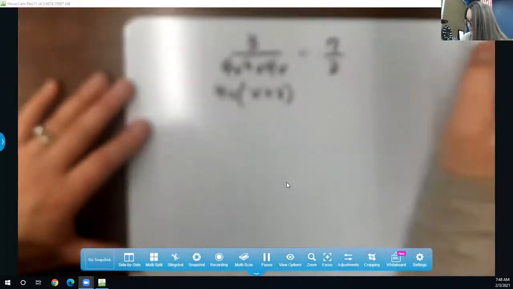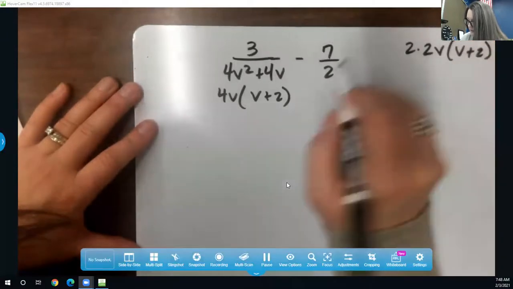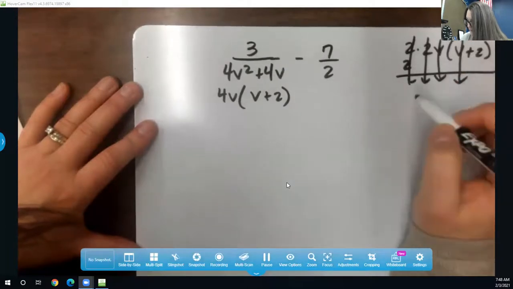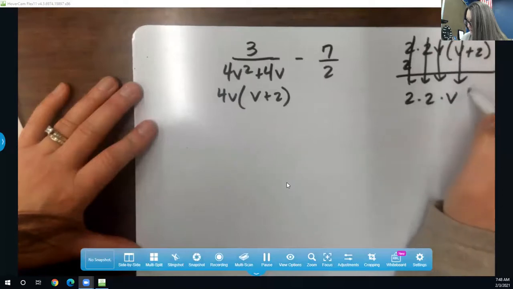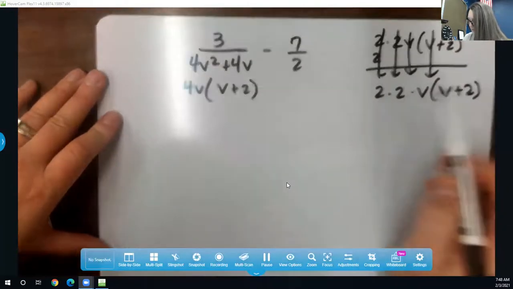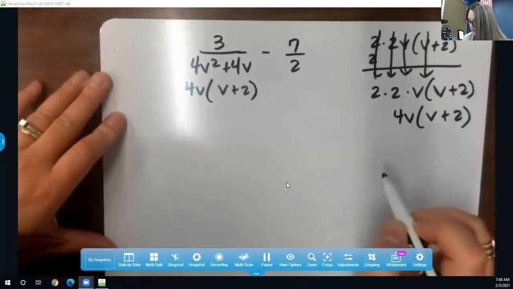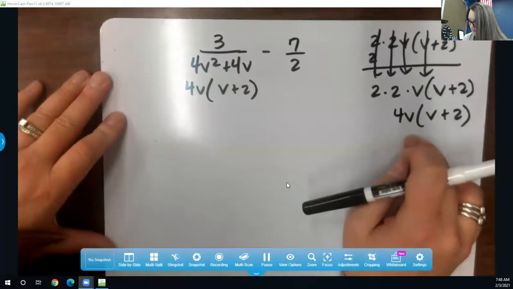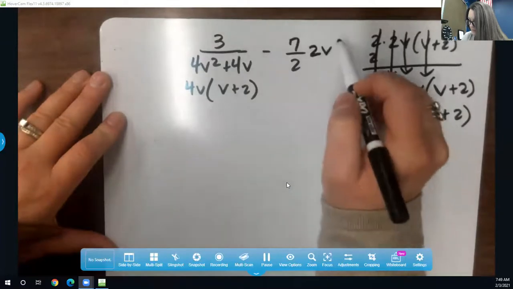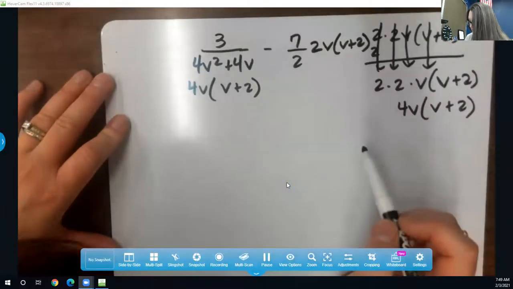So let's line these up because this is 2 times 2 times v plus 2, and here we have a 2. So if I bring all of these down, then I have a 2 times v. And you probably already knew this just by looking at it, but just to show you what it looks like to find your common denominator or least common multiple. So this is 4v times v plus 2, right? That's my whole common denominator. So this one just needs a 2v and v plus 2. And this one doesn't need anything. It already has it, doesn't it?